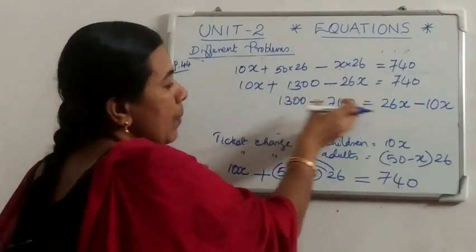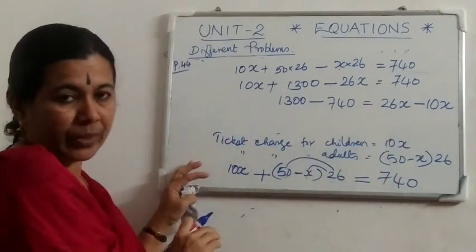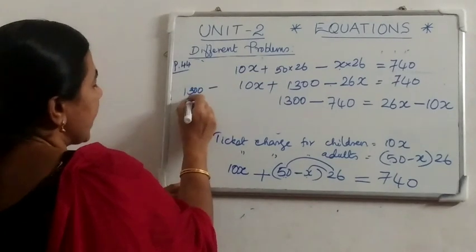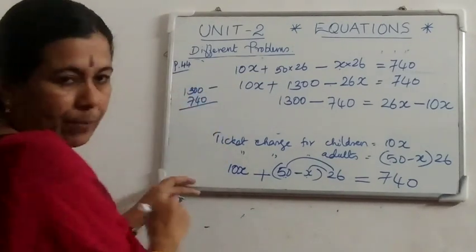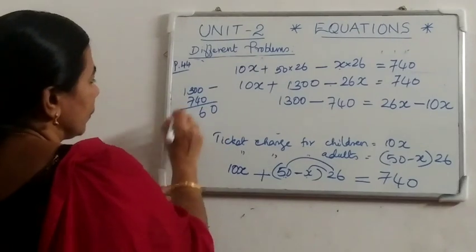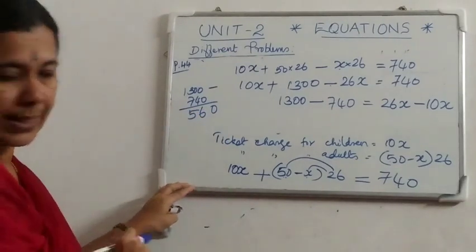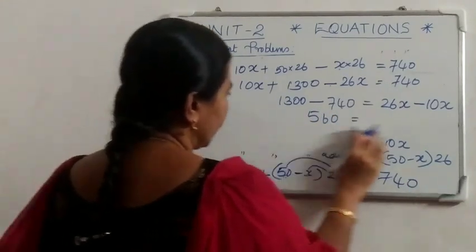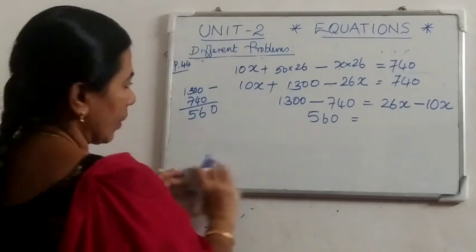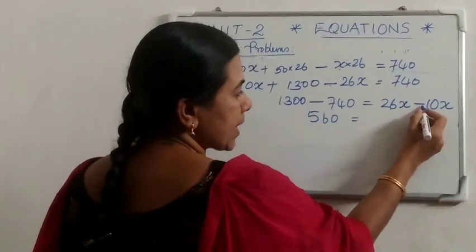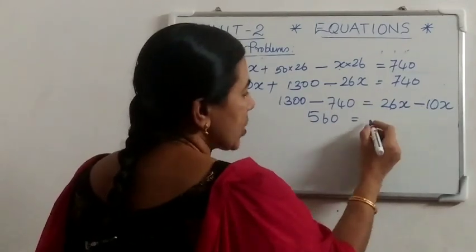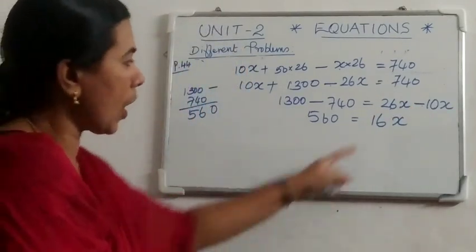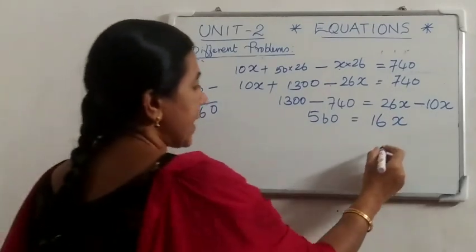In this, on one side numbers only, other side variables only. So it is easy to simplify. How much is this? 1300 minus 740. Subtract, 560. Therefore this subtraction is 560. Then how much is this? 26x minus 10x. 26 minus 10, 16x. We got 16x.